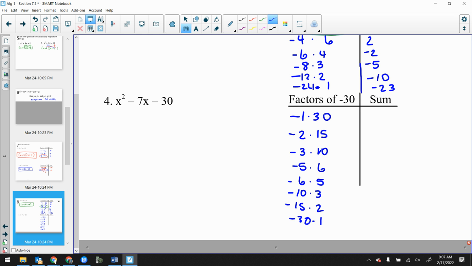On the test, we have to write. I'll talk about that in a second. Okay, let's take a look here. Which set of factors works? 3 and 10? Be careful. I mean, yes. This one is positive 7. This one is negative 7. Which one do we want? The negative. Negative 10, positive 3. So that's my answer. X minus 10, x plus 3.